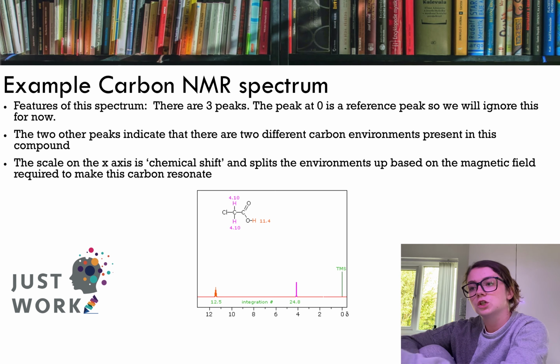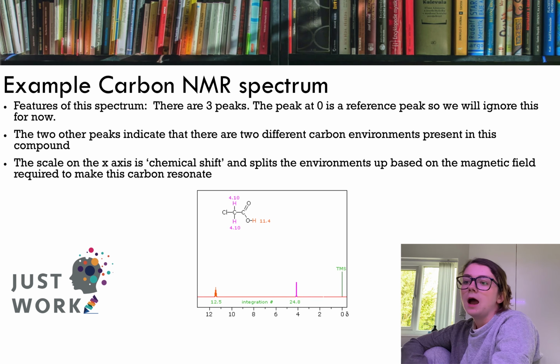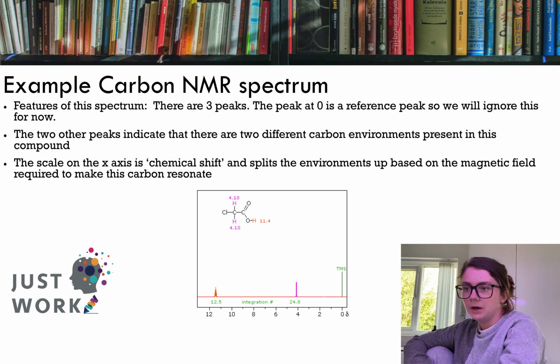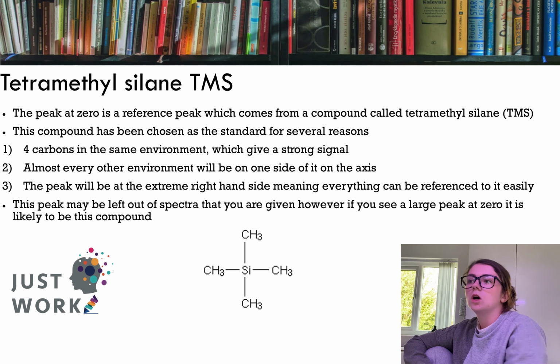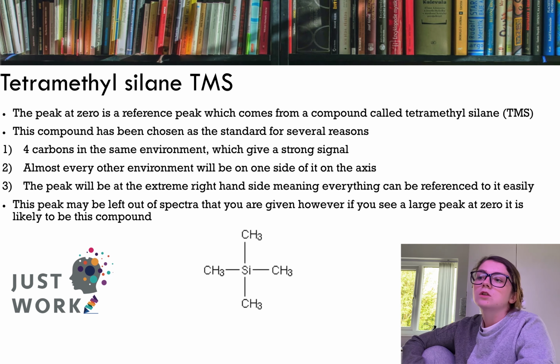So we've actually got the molecule here that is being shown in this NMR spectrum. How do we know which carbon atoms it's referring to? So firstly, tetramethylsilane, TMS, is what we use as a reference. So the peak at 0 is known as the reference peak, and it comes from this molecule, and it's been chosen as a standard for several reasons.